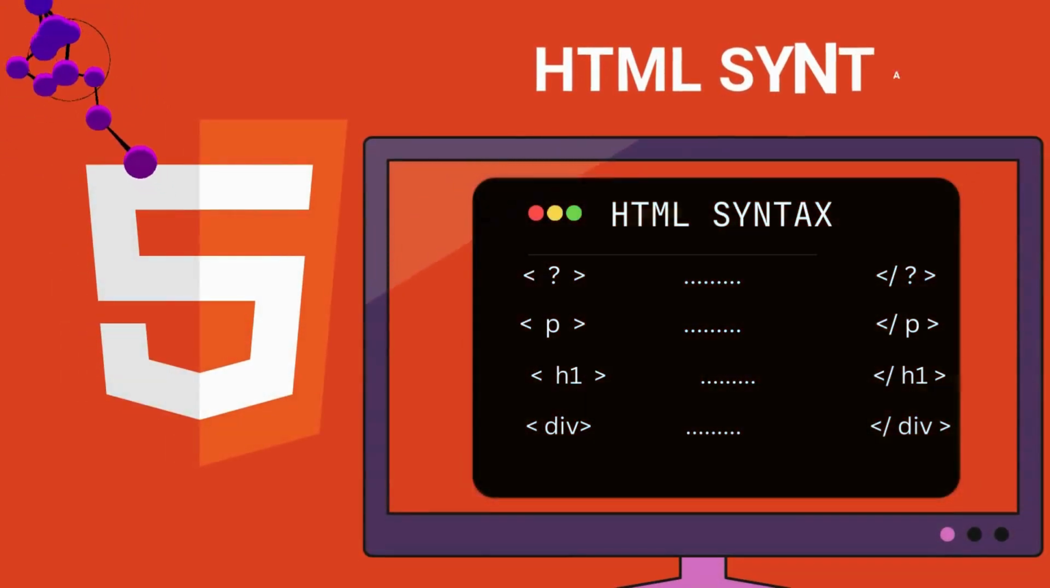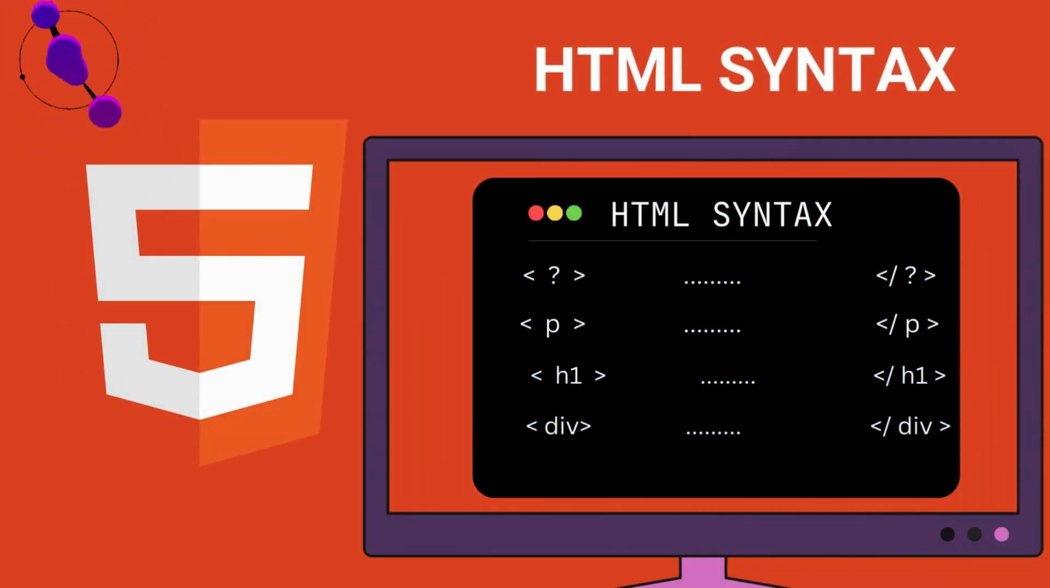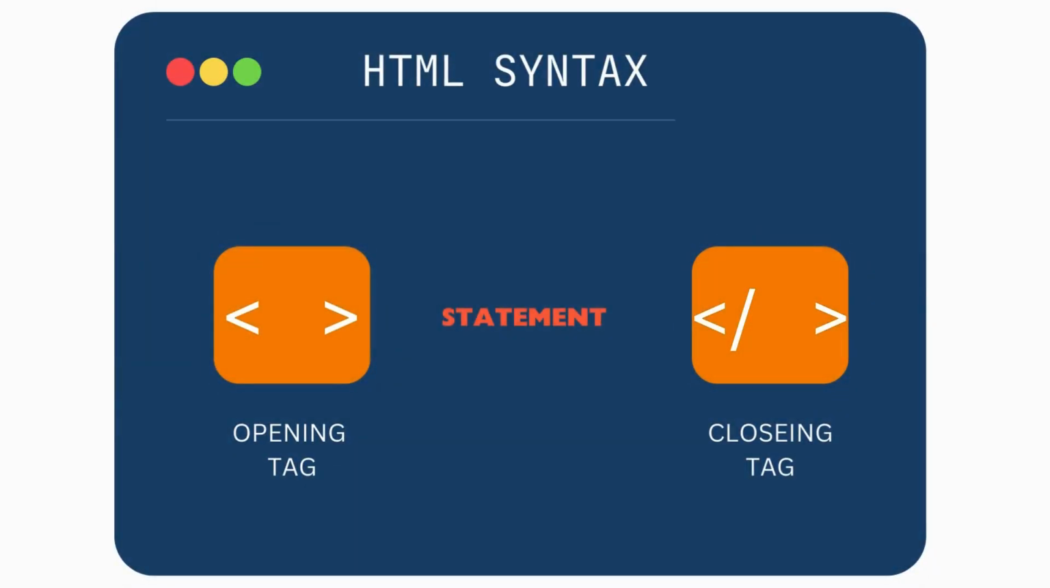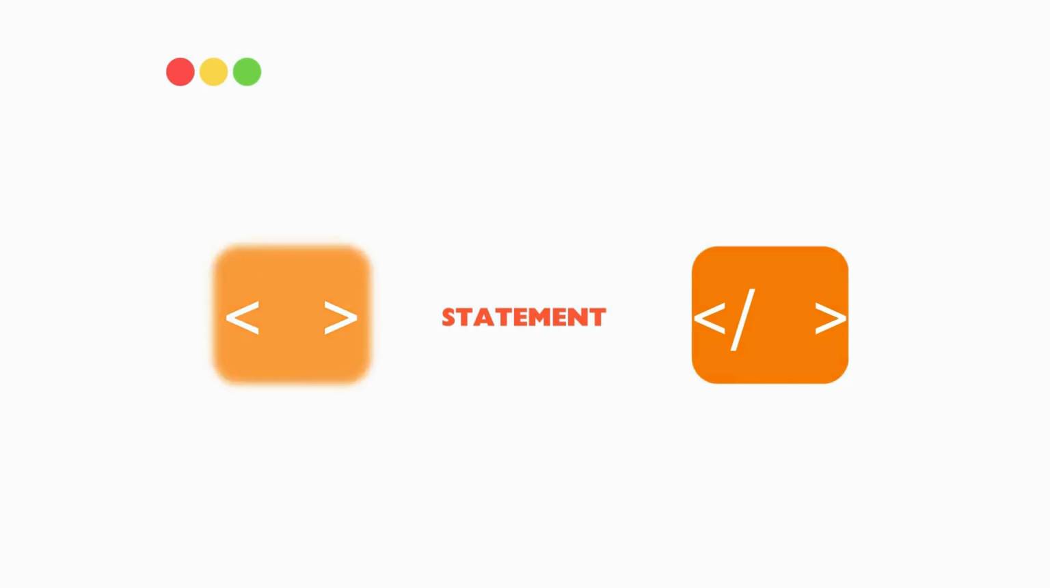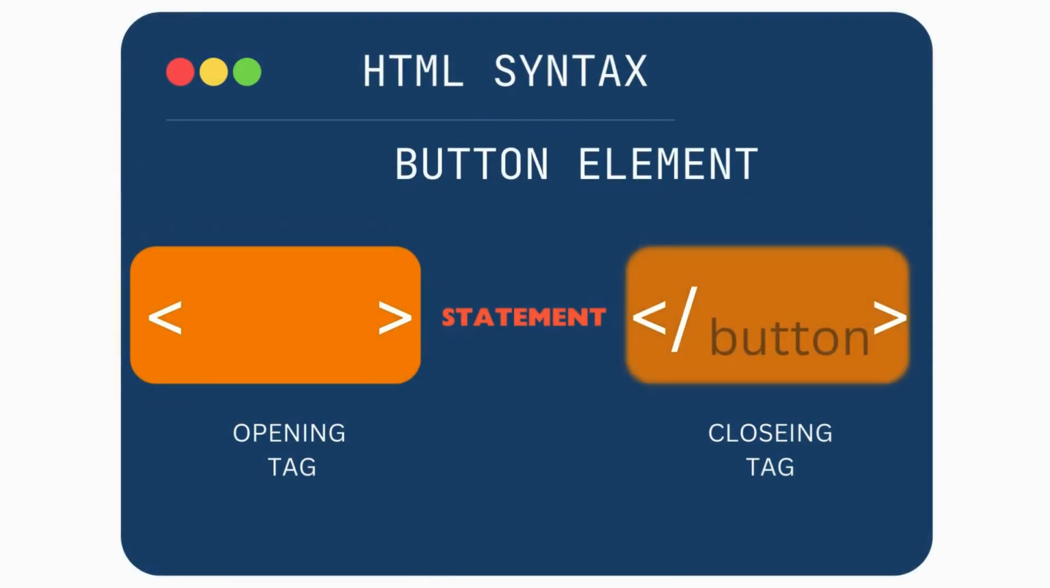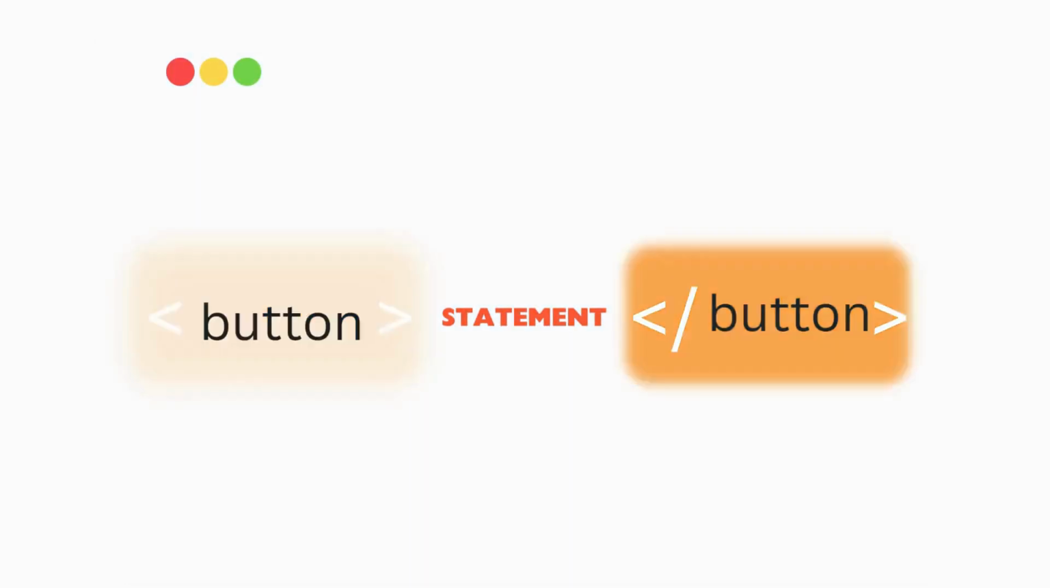HTML syntax. It is not a complex syntax. It is very easy to understand and also easy to implement. It contains one opening tag and one closing tag. The statements written in between are displayed in the web browser. For example, the paragraph element p is used by writing in between the tags. For headings we use h in between the tags, for a div container we use div in between the tags, and for a button we use button in between the tags.